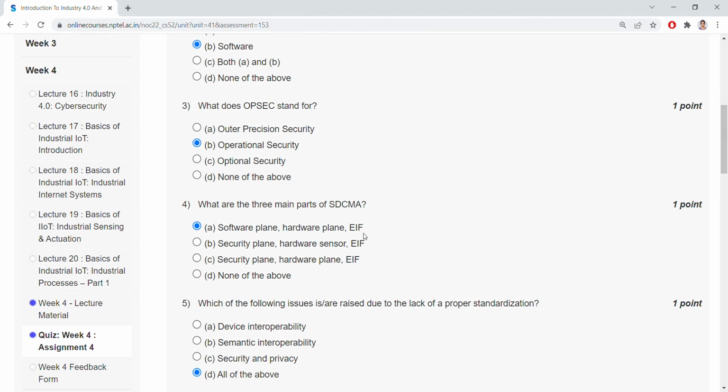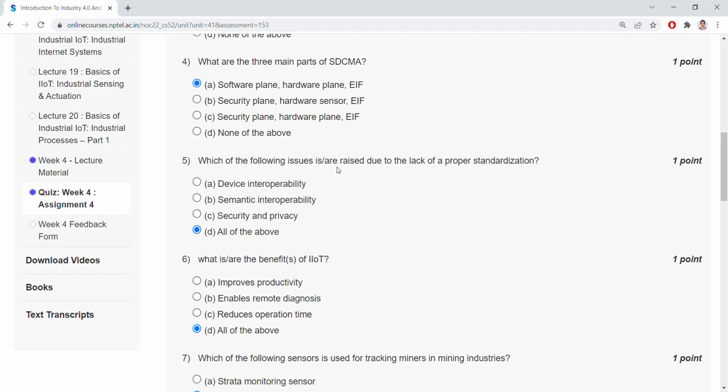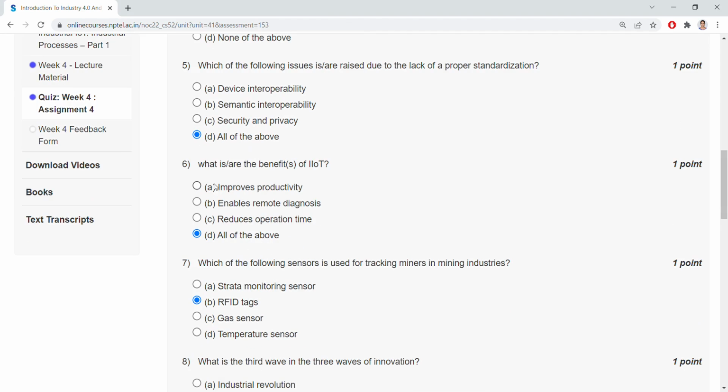And which of the following issues are raised due to the lack of proper standardization? Device interoperability, semantic interoperability, security and privacy, all of the above. And what are the benefits of IIoT? So the benefits are all of the above: improves productivity, enables remote diagnosis, reduces operational time.